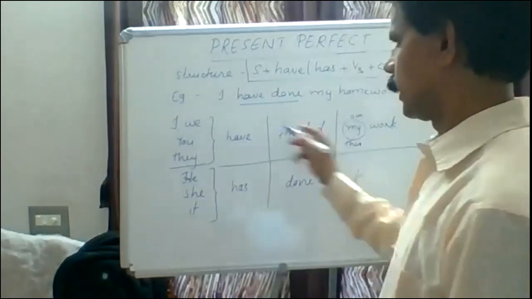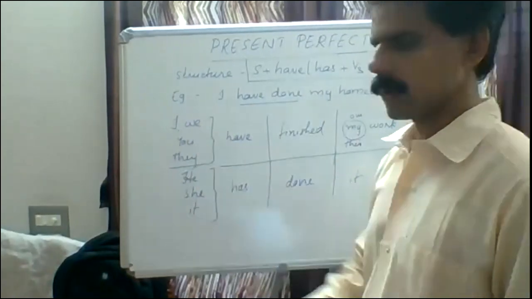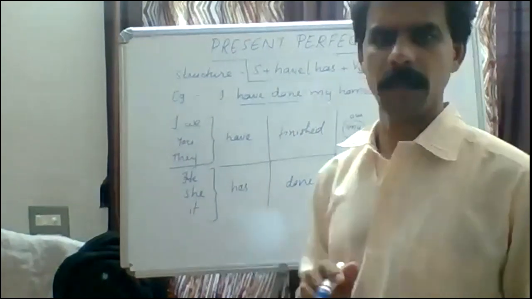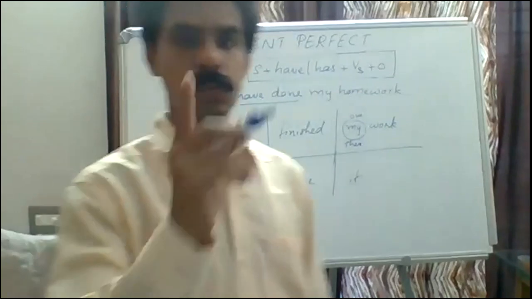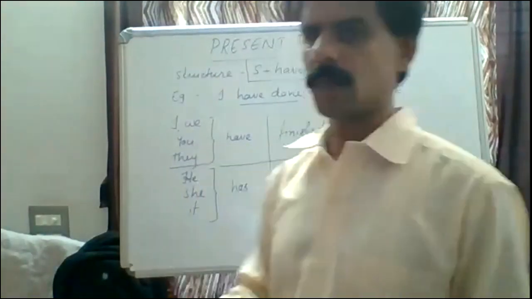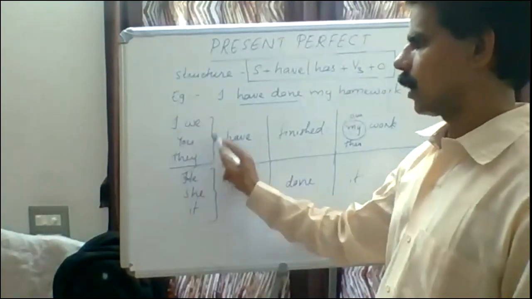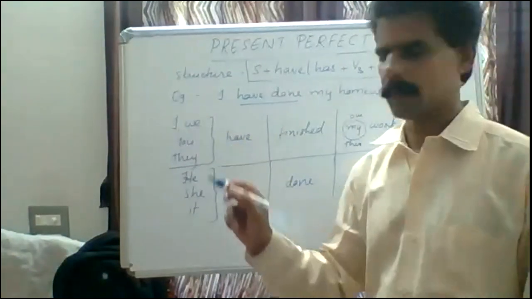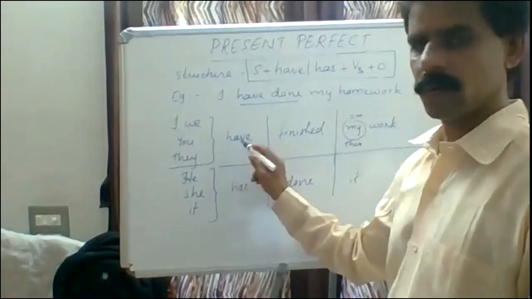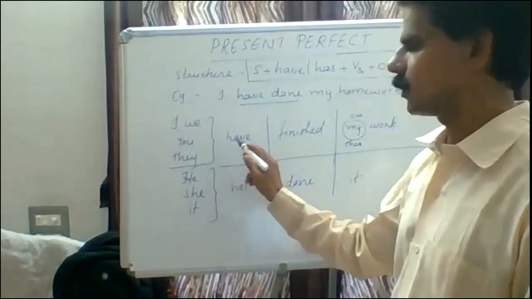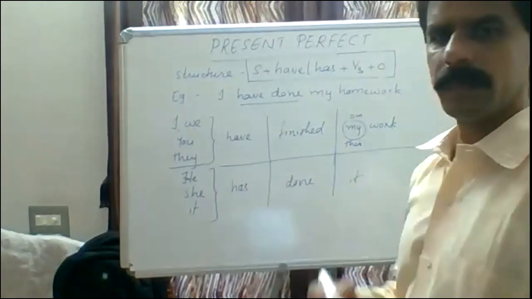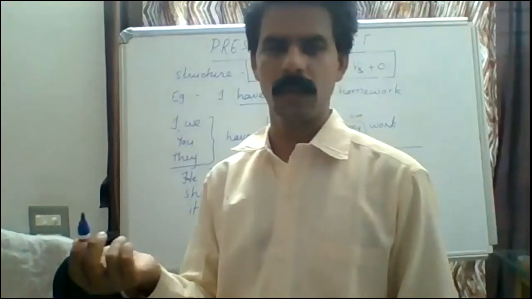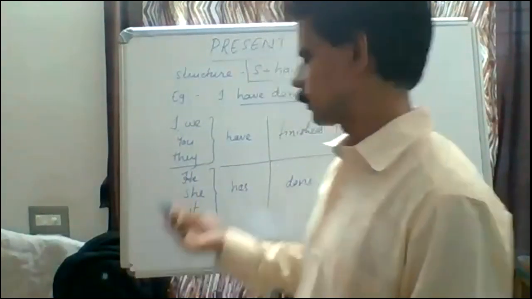In this way, it depends on the number of the subject. What is the number of the subject? Singular number and plural number. There are two numbers, singular and plural. So these are all considered plural, and a plural verb is used. That is, have is the plural auxiliary verb, and the main verb is the third form of the verb. There is no doubt about that. Always the third form of the verb is used.